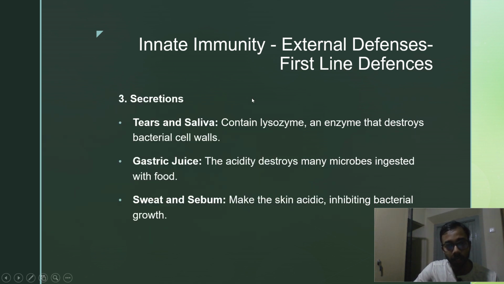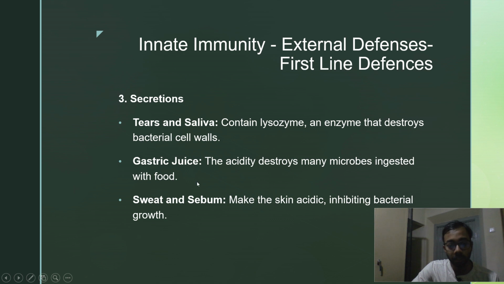The next one is secretions. You know there are so many secretions in our body. Examples are tears, saliva, and also in the stomach gastric juice is secreted, and in the skin sweat and sebum are secreted. Tears and saliva contain an enzyme called lysozyme. This lysozyme enzyme has the ability to destroy cell walls of certain bacteria. Thereby it destroys some bacteria.